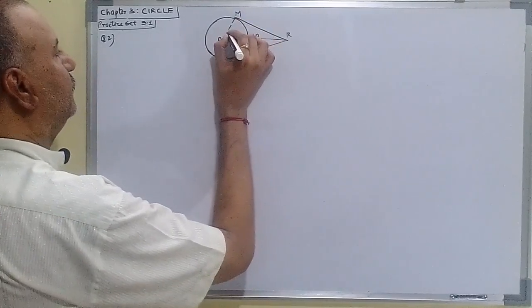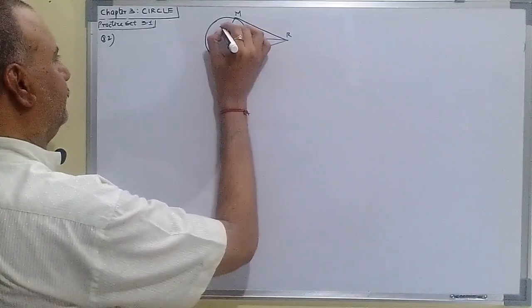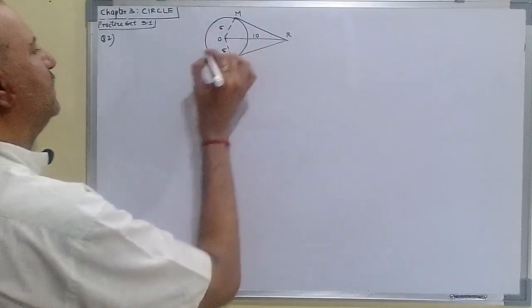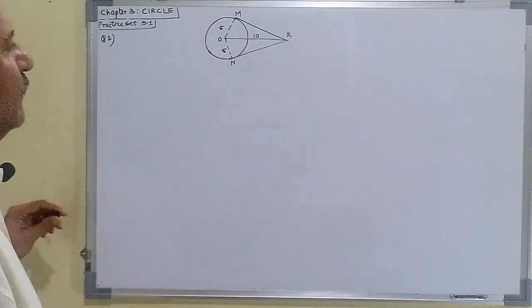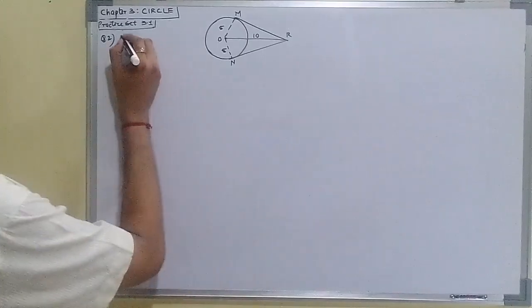Radius we have to draw. You have to find the length of each tangent segment, the measure of angle MRO, and the measure of angle MRN. Okay, that's fine, we will do that later, first let's write this.